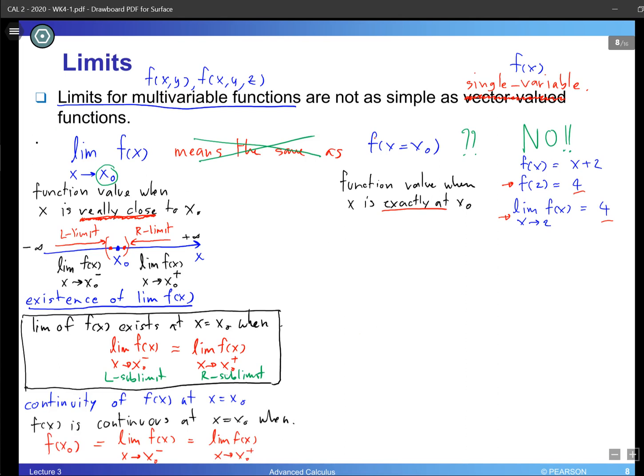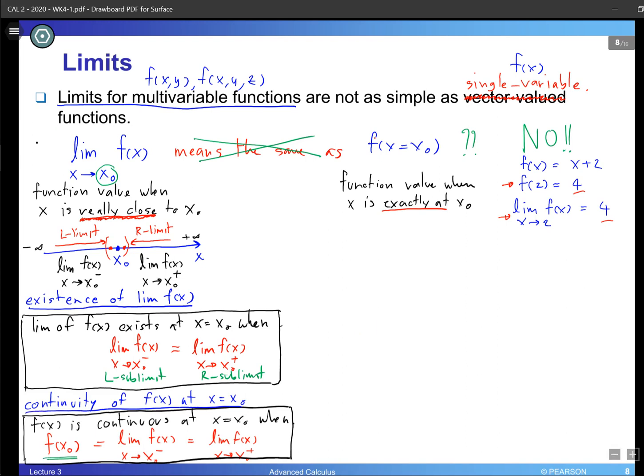Function value at x equal to x0. Now let's put a box around that. They are quite similar, except that continuity has one more equality when it comes to these conditions, which is this: the function values play a part in this definition too. Alright, now that we know the definition for existence and continuity, let's expand this to work on multivariable functions.